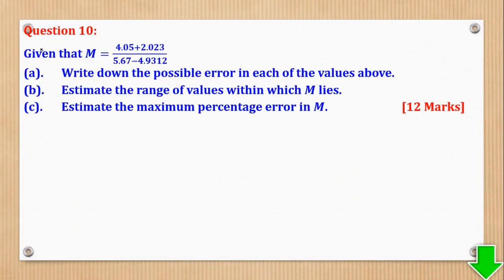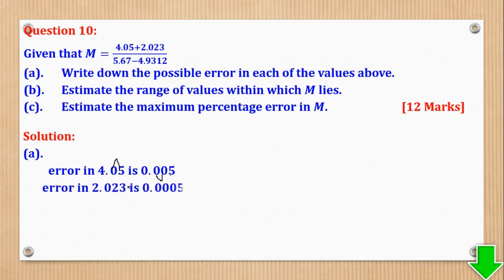Then question 10 says, given that capital M is this, write down the possible error in each of the values above, and part B, estimate the range of values within which M lies, and part C, estimate the maximum percentage error in M. So writing down, the trick you should know is that the number of decimal places is the number of zeros. For example, this one has two decimal places, meaning it would be 0.005. There are two zeros.